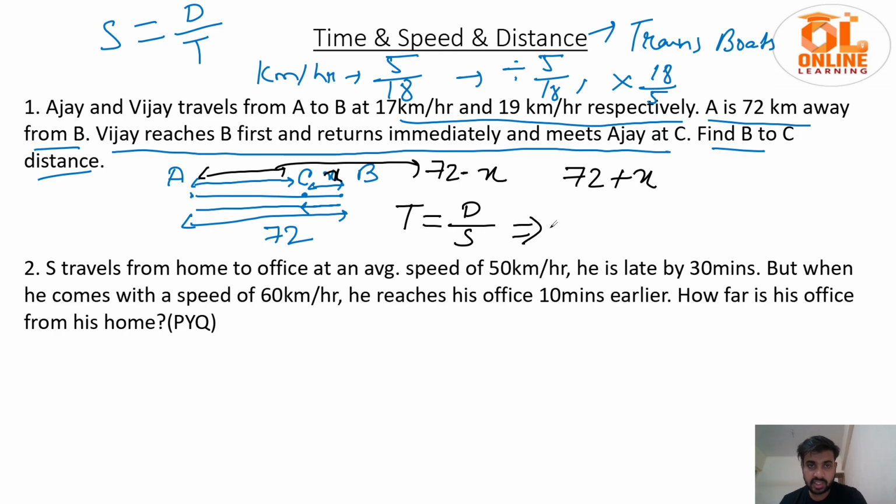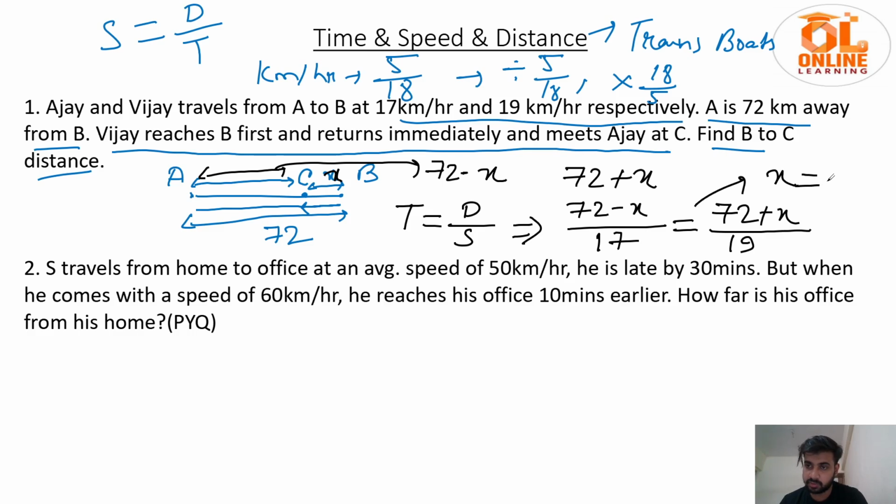So what is the distance? The distance for Ajay is 72 minus x and the speed is 17, and the distance for Vijay is 72 plus x and the speed is 19. You have to just solve it by cross multiplying. I'm not solving it now because of time. The x will be 4.